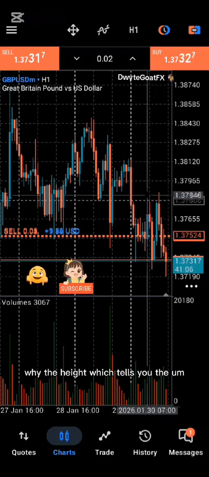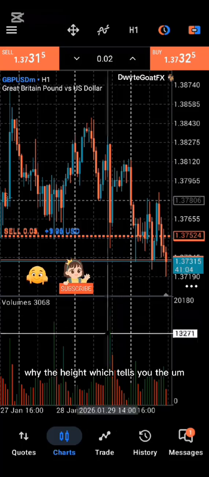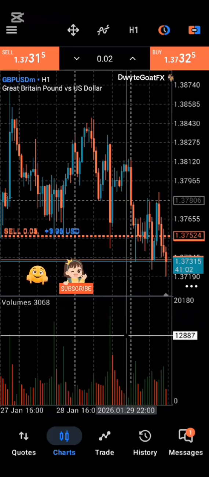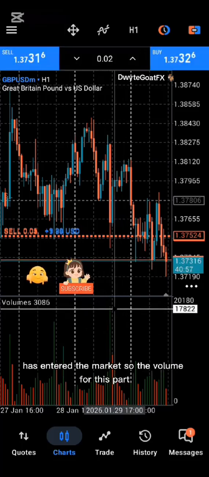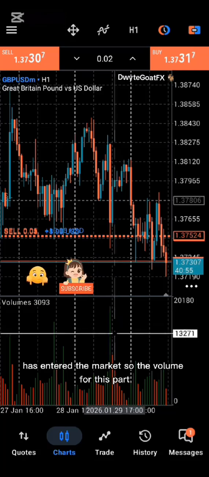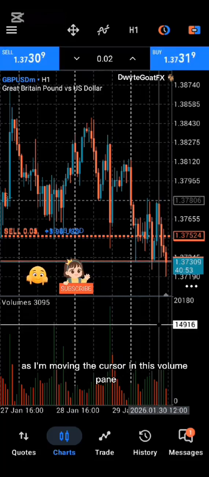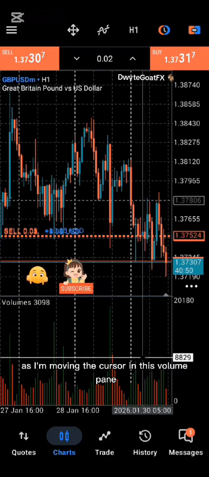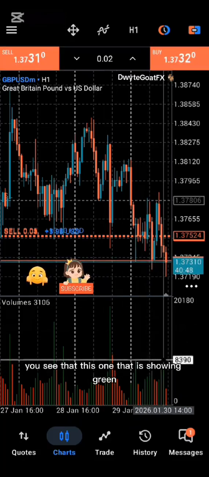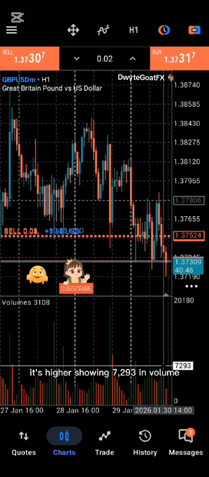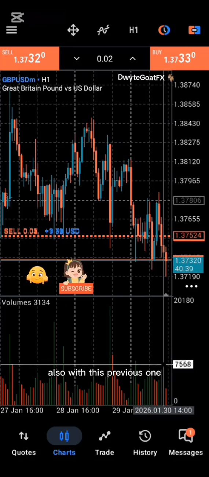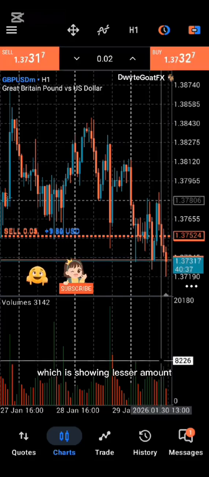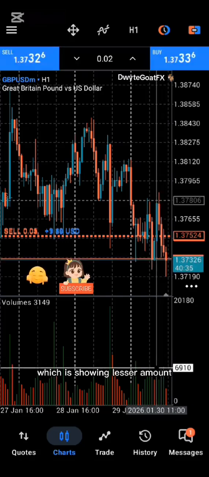While the height tells you the amount of volume that has entered the market. The volume for this part, as you can see as I'm moving the cursor in this volume pane, this one that is showing green is higher, showing 7,293 in volume, also with this previous one which is showing a lesser amount.